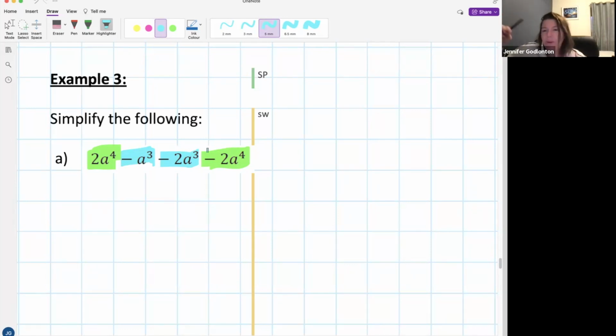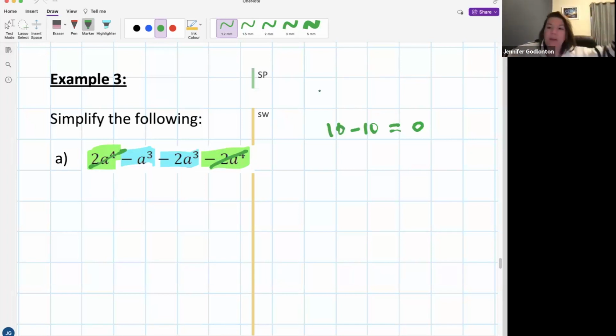Okay, so I'm seeing a few people here who want to have that 0, a to the power of 4. We don't need it. So remember, like we said earlier, if I had 10 minus 10, my answer is just 0. It's nothing. They go away. So they cancel each other out. They're gone. They disappear into the abyss, into a black hole. And so all we're left with is this negative 1a cubed and this negative 2a cubed. And so we're left with negative 3a cubed. And that's going to be our final answer.